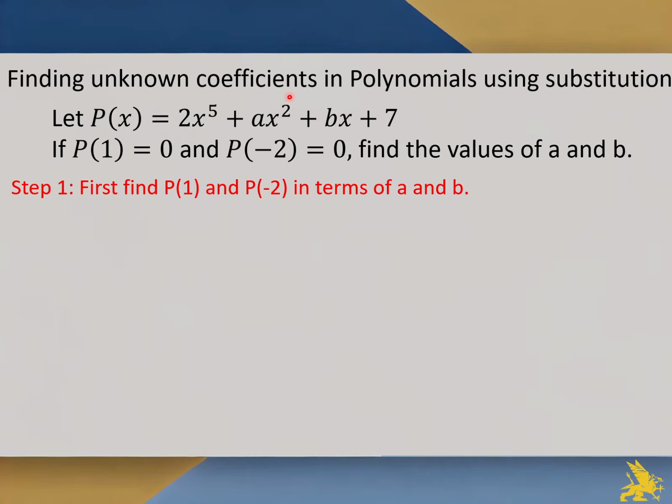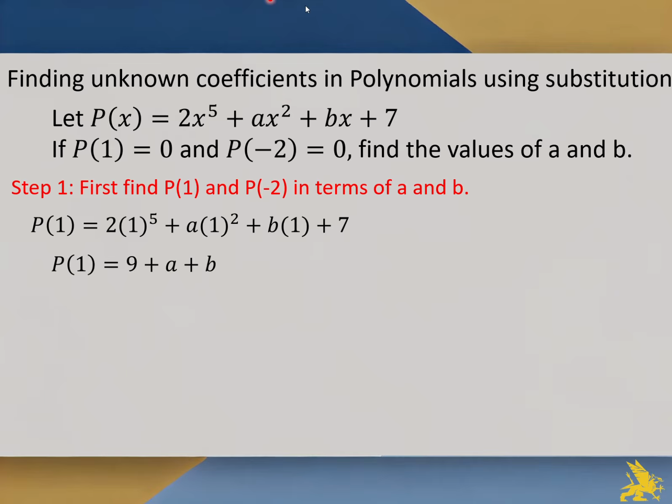So first, step 1 is we're going to look at p1 and p negative 2 in terms of a and b. So if I look at p1, wherever there is an x, I'm just going to substitute it in as 1. So 2 times 1 to the power of 5 plus a times 1 to the power of 2 plus b times 1 plus 7. We can simplify that down.